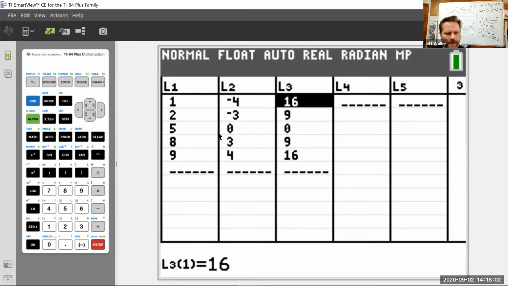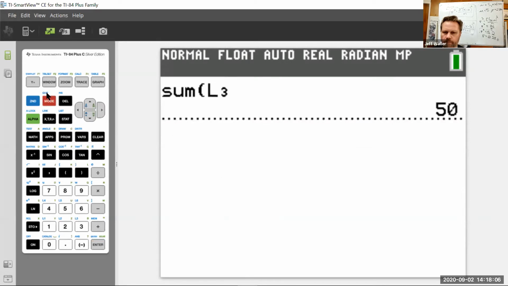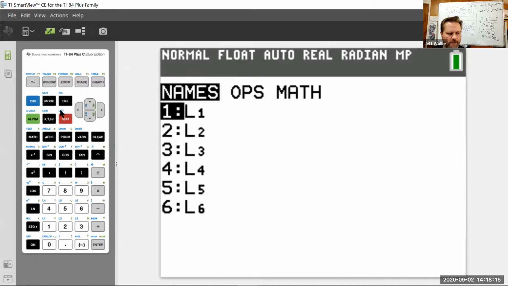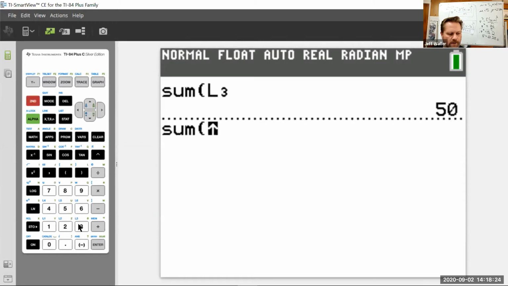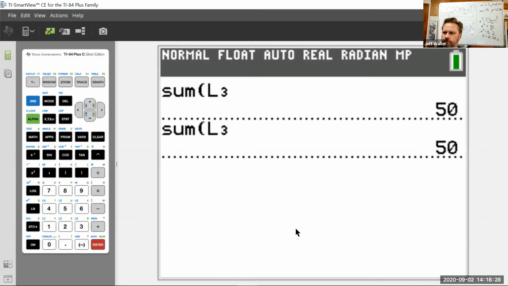Then I'm going to get out of my table, second mode to quit. And now I want to do something to the lists, right? Right there where it says list, I want to do something to one of the lists. So hit second stat to get to list. I want to do math to my list. I want to sum up. You could just hit the number 5. I can sum up second 3, list 3. I can sum up list 3. Bam. So that's how the calculator can make some of that work quicker.